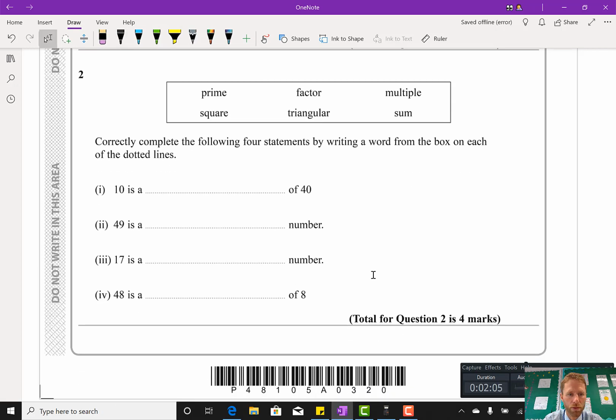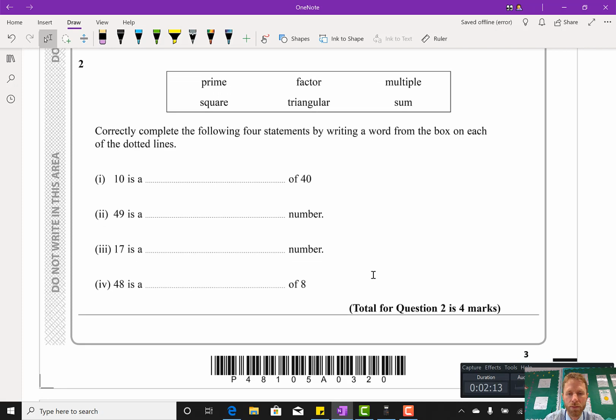Okay, moving on. Correctly complete the following four statements by writing a word from the box on each of the dotted lines. 10 is a what of 40? Well, it's process of elimination. It cannot be a multiple of 40 because it's not bigger. It's not a sum because I haven't added two words together. So I've got a choice of prime, factor, square or triangular. 10 isn't a square number, so I can rule that out. 10 is a factor of 40.